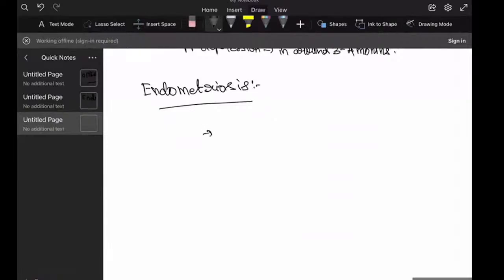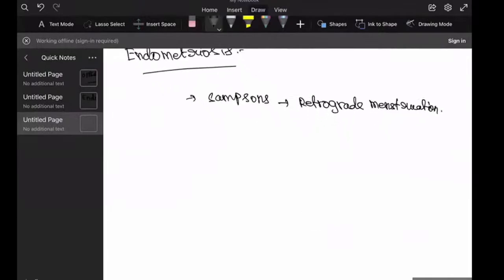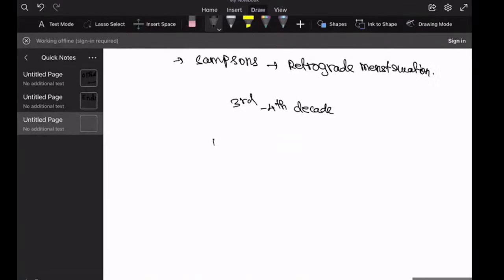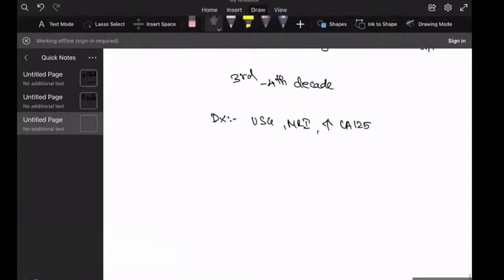Endometriosis, the definition is given by Sampson, and it is retrograde menstruation. Usually it occurs in the 3rd to 4th decade. Females are going to be involved, and the diagnosis is with the help of USG, MRI. There's going to be increased CA-125, and the best diagnostic instrument is going to be laparoscopy.